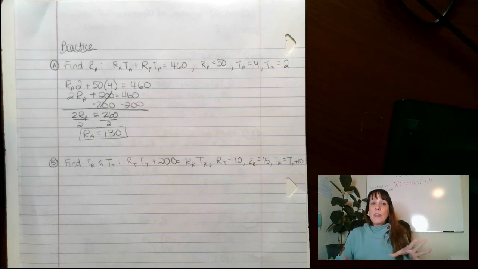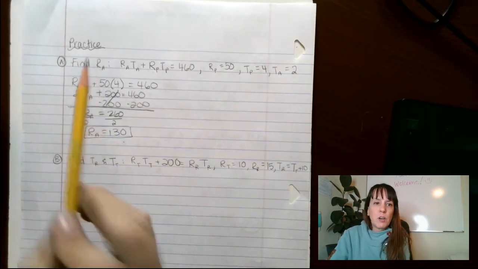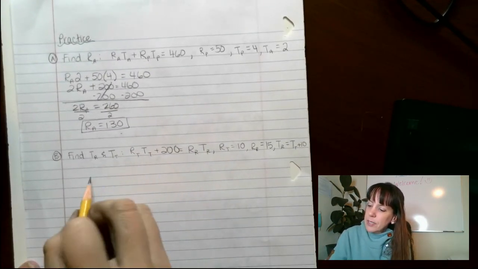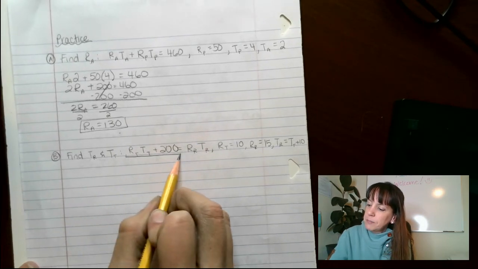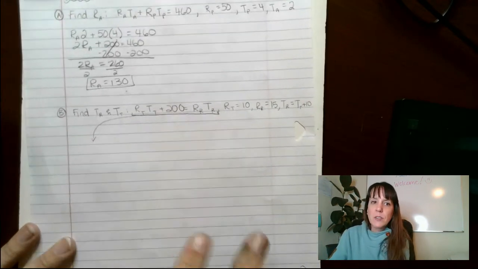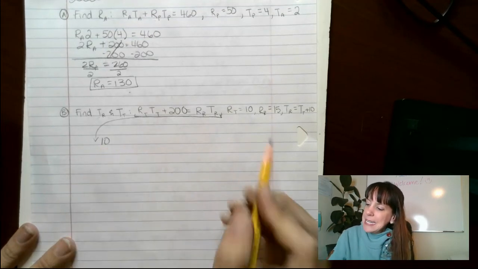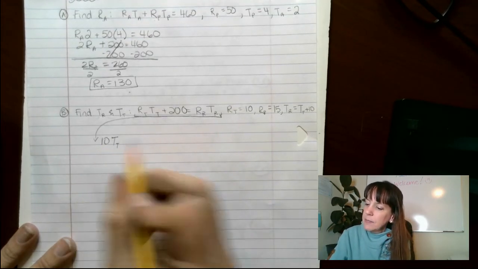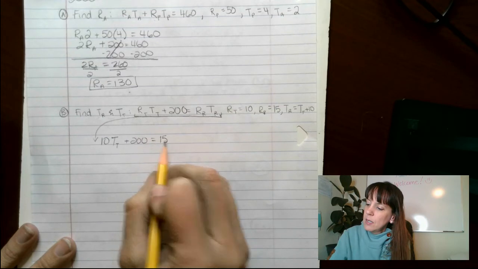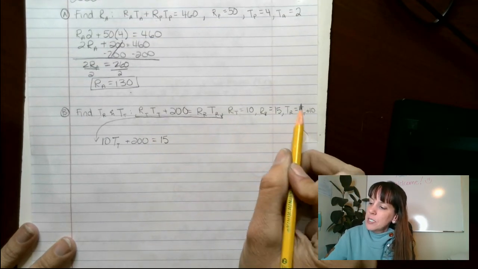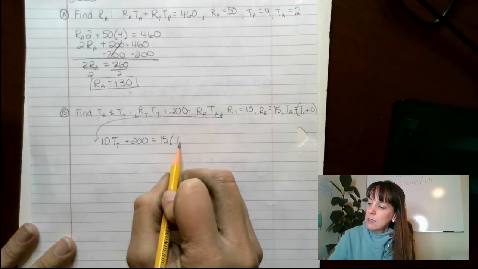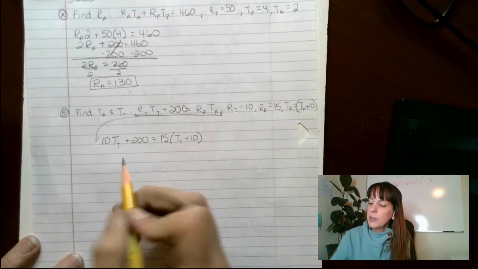Okay, with that said, we only had to solve for RA. This one we have to solve for TR and TT. So RT we know is 10. This is the equation that I'm doing. I'm going to do that right over here because I have lots of space. RT we see is 10. TT is what we're solving for. TT plus 200 equals RR, which is 15, times TR, which is all that garbage. TR is TT plus 10.